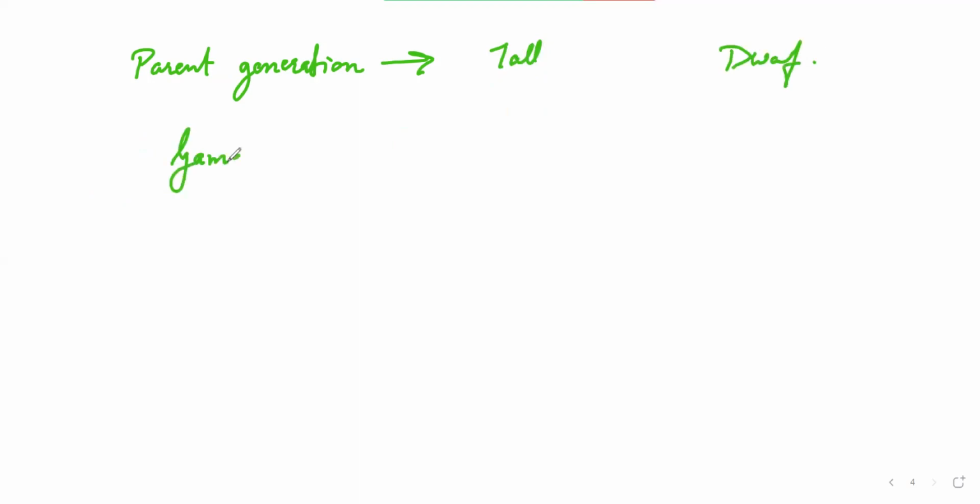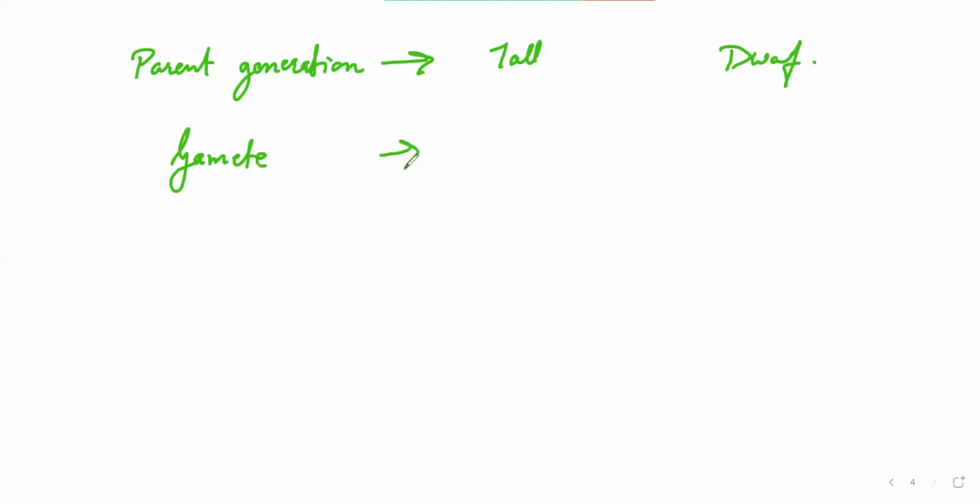I'll just write it down. First is the parent generation. See, in this chapter, this topic is very important. You need to know how to draw this. So, tall and dwarf. This is how you have to write it.